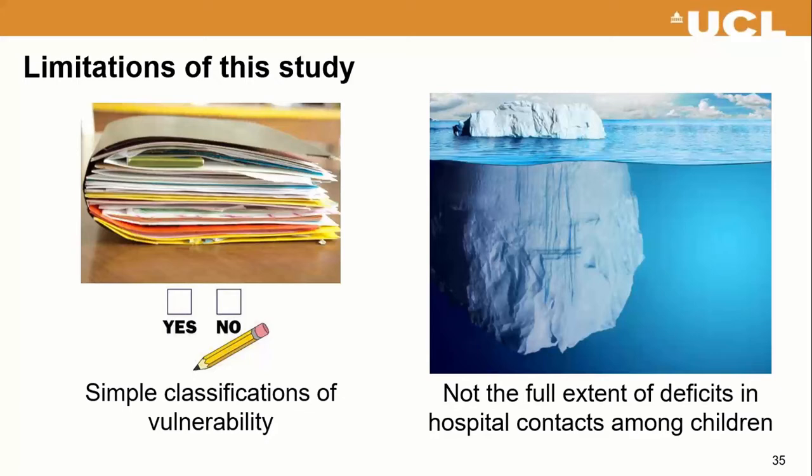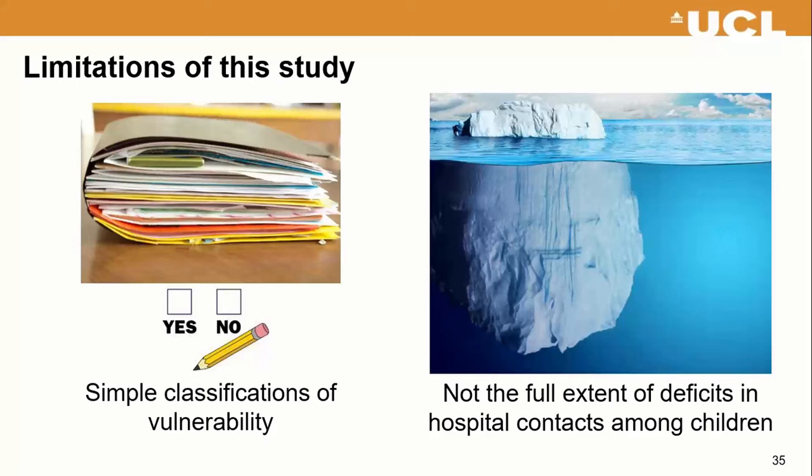So there are some limitations to this study. It uses a very simple classification of vulnerability. So we selected just 2 groups that we could readily identify from administrative data sets. But it obviously doesn't capture all of the nuance within those groups. So when we talk about children who have a chronic health condition or are receiving special educational needs, for example, that's going to be a very heterogeneous population. And putting them all together is a very simple way of looking at vulnerability.